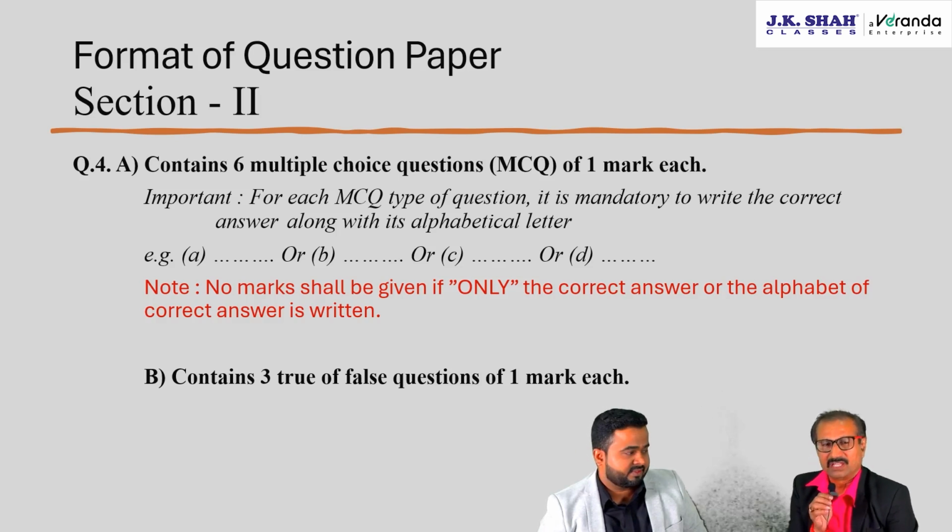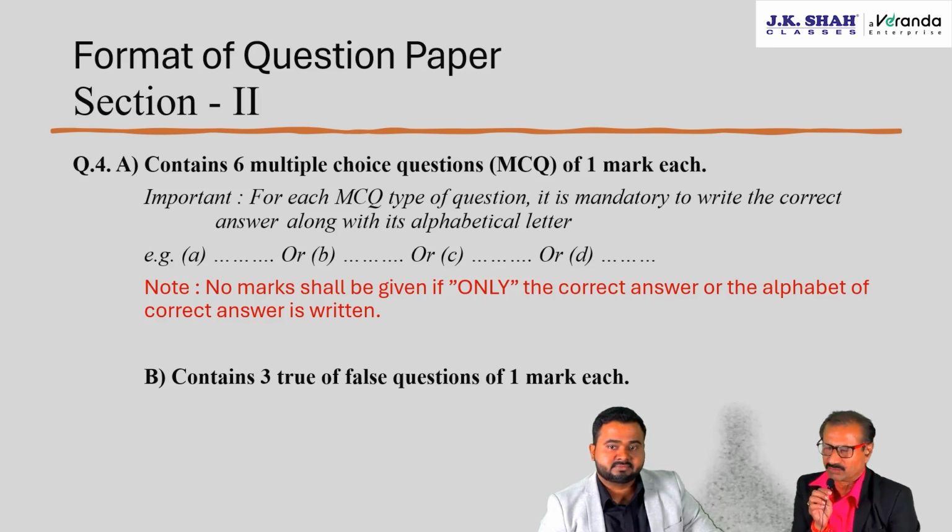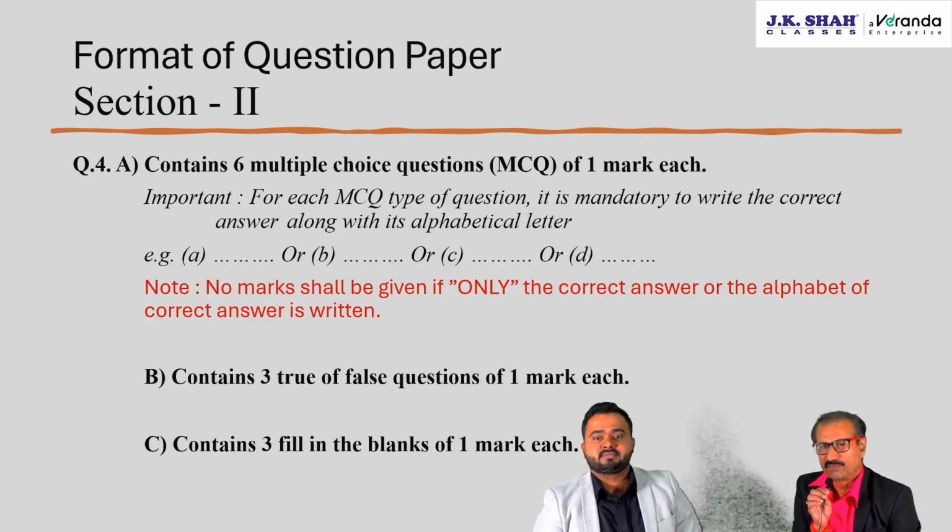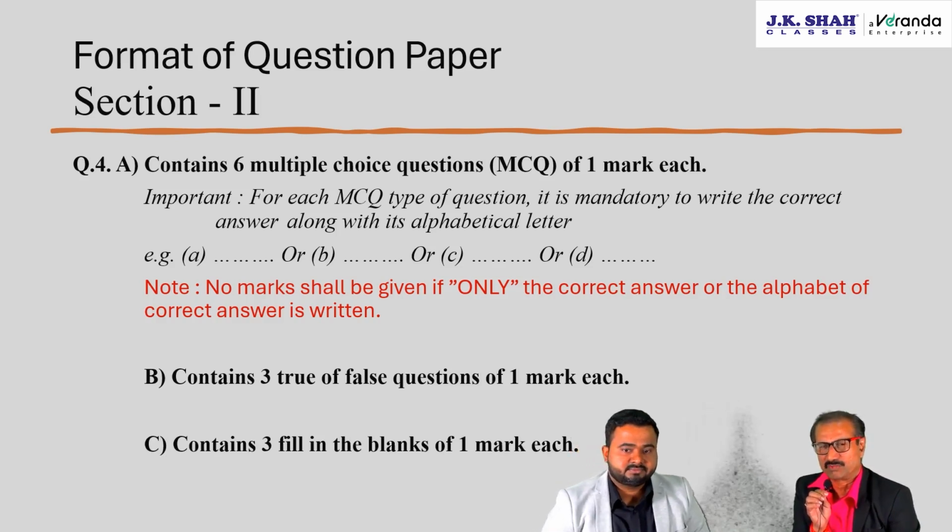The next is question 4b, which will contain 3 true or false questions. For true or false questions, no need to write the question. You only write question number 4b or question number 1b, 1, 2, 3 and write whether it is true or false. Keep in mind, only the first attempt will be considered for question number 1 as well as question number 4. I repeat, only the first attempt will be considered for question number 1 as well as question number 4. So if you answer in multiple ways, as far as the objective type of questions is concerned, credit will be given only for the first attempt.